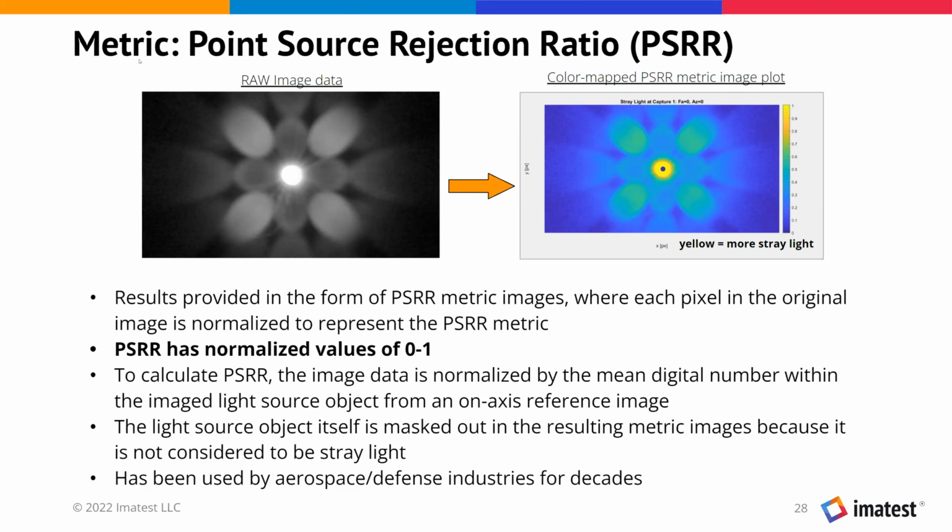It involves taking an on-axis image of the light source, so what's pictured in the top left here, that's an on-axis image, and then taking the level within the main projection of the light source, and then using that level to normalize the rest of the data. So all of the rest of the image data has been remapped to represent this PSR metric. So every pixel in the image now represents a metric in the image on the right. And then within that metric image, we mask out the light source because, again, that is not stray light. Ideally, all you should be seeing is just that little small circle in the center, but everything else is stray light.